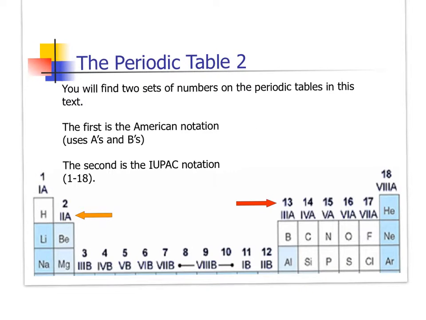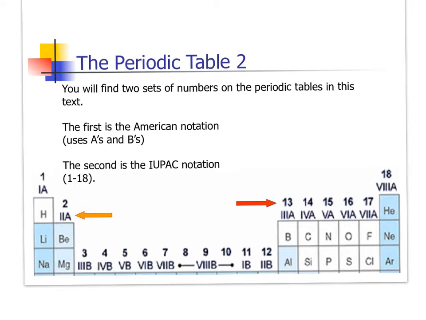You're going to find these numbers. There are 2 sets on most periodic tables. I wrote in the American notation on our periodic table. That's why I didn't use Roman numerals. And that's indicated with the orange arrow, which is the 2A's and the 3A's. And if you look on the transition metals, you have the 3B, 4B, and so on and so forth.